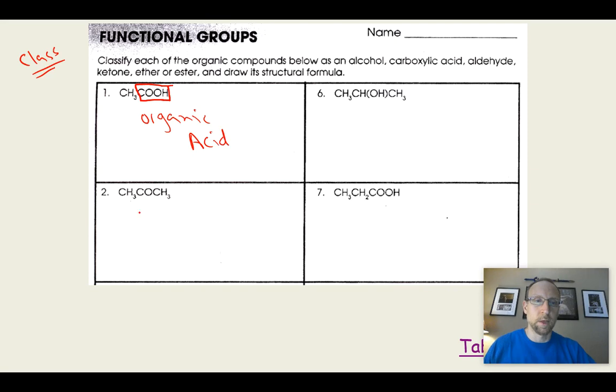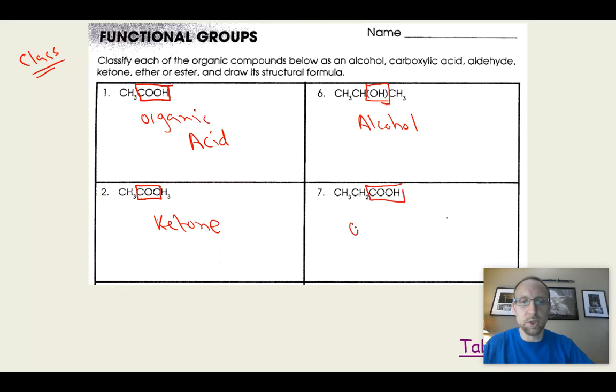Here's your C-double-O-C. So there's our rooster. C-double-O-C means we're dealing with a ketone. Number 6, we've got OH. So anywhere that OH is, anytime you see that hydroxyl group, we know it's an alcohol. Usually it's on the end when you see this, but it doesn't have to be. Number 7, here's our COOH. That's another organic acid.